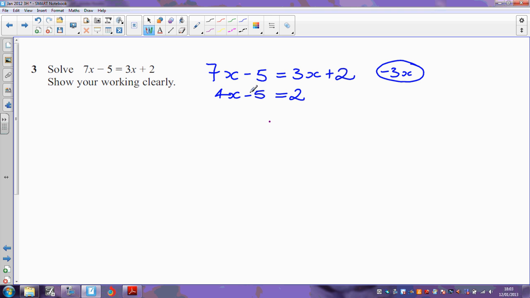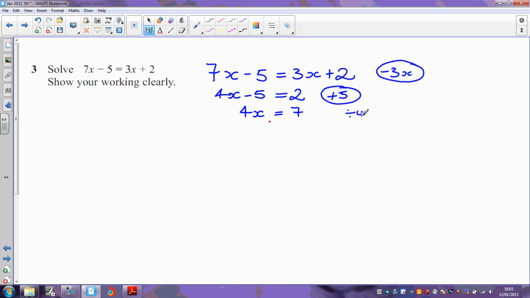Now let's move the minus 5 to the right, and I'm going to do that by adding 5 to both sides. The left-hand side, then, we've got 4x minus 5, but I'm going to add the 5 back on, so I'm left with 4x. And on the right-hand side, I've got 2 add 5, which is the same as 7.